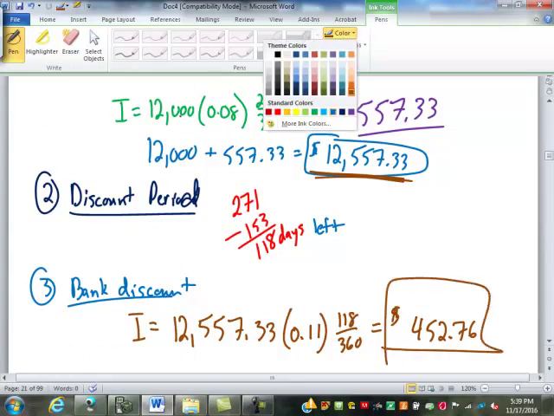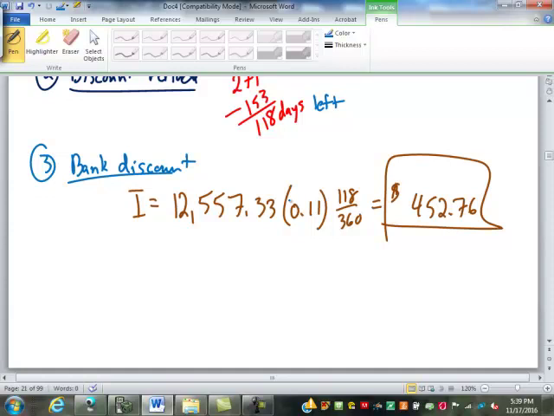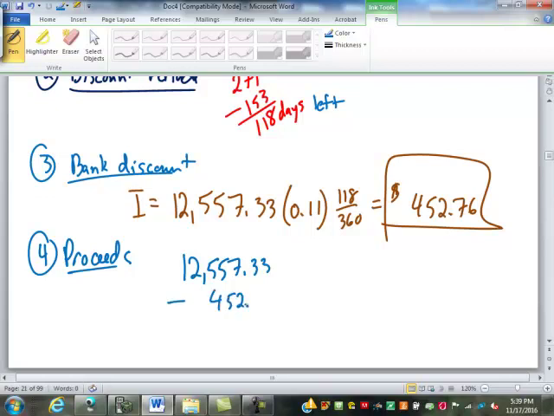So then the proceeds for Tom are based off of this maturity value minus that discount. So $12,104.57.